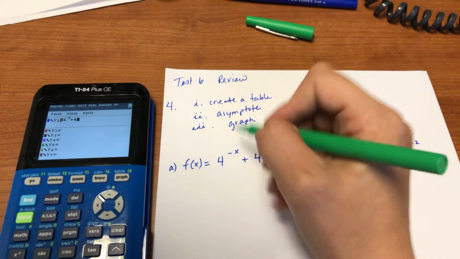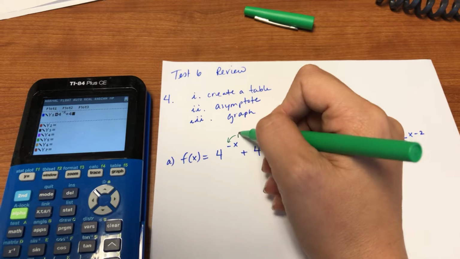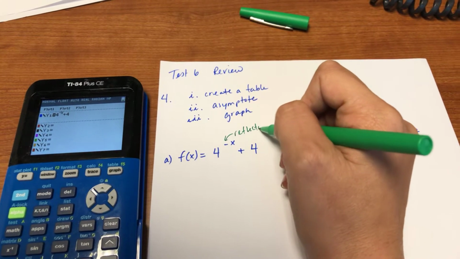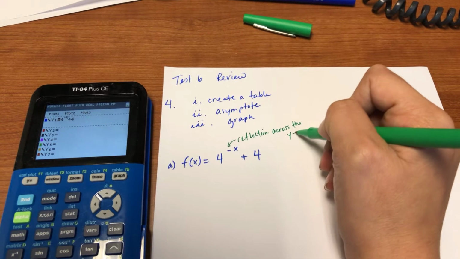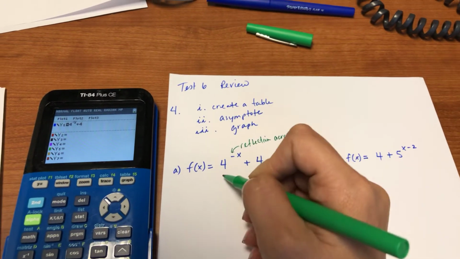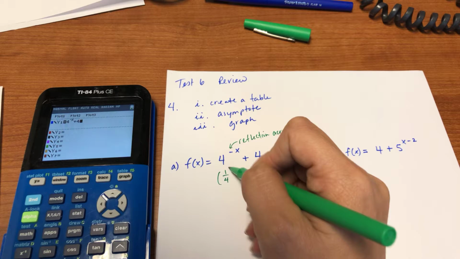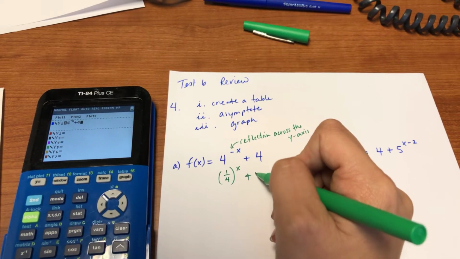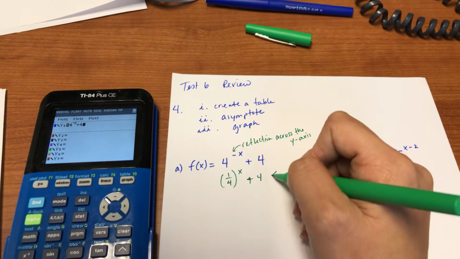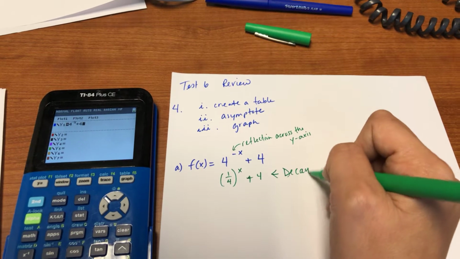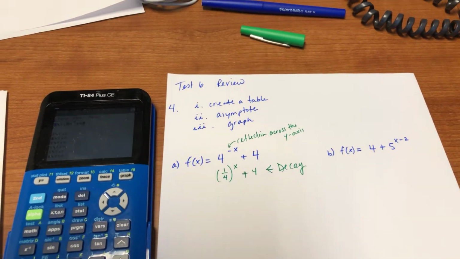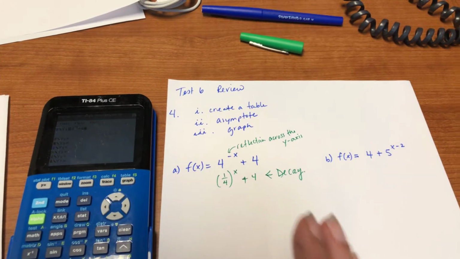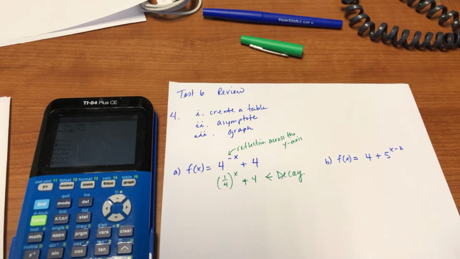You can either think of this negative as a reflection across the y-axis, or you can think of it as 1/4 to the positive x, and this would be more of thinking about it as a decay. So it depends on how your instructor taught you. That's how you can process it. In both cases, your key point on your parent function is 0, 1.